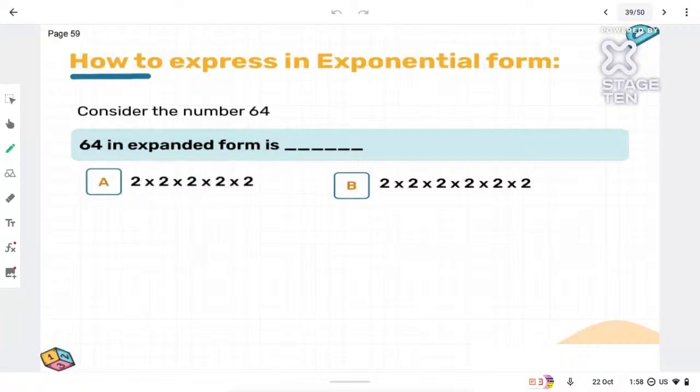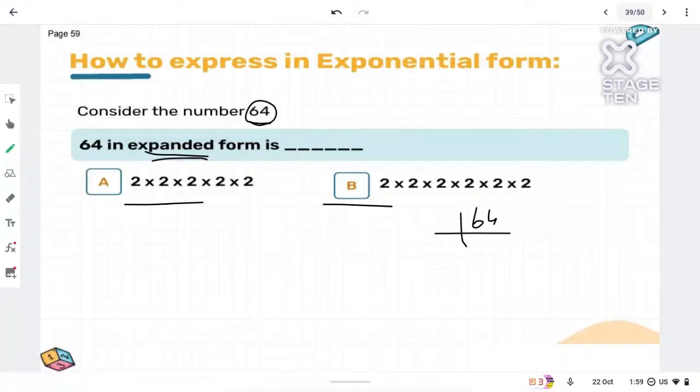Consider you have a number 64. Now you have to prime factorize it and find the expanded form. You have to find the factorization of 64, is it A or is it B? What is the expanded form of 64? How will you do it? By doing the prime factorization, LCM, whatever you do. Take 2, then take 2, what will you get? 32. Try to do it that way.